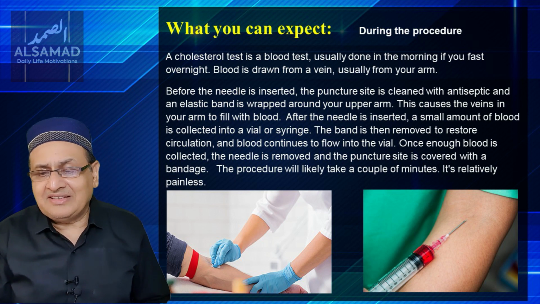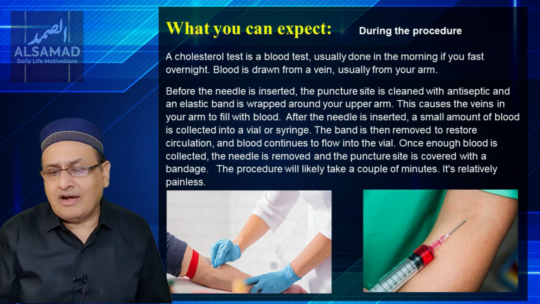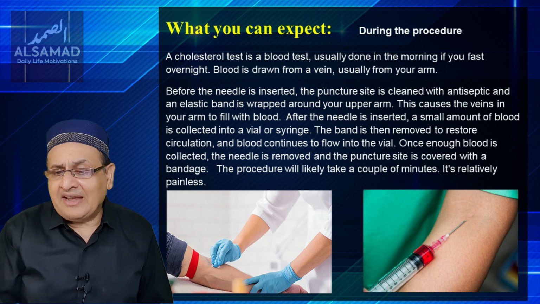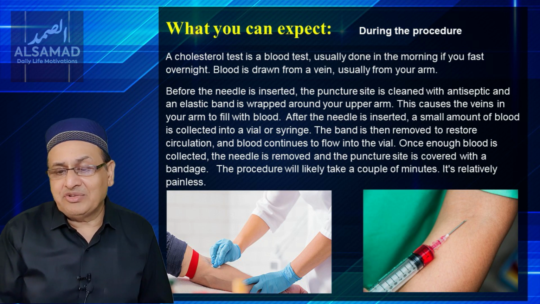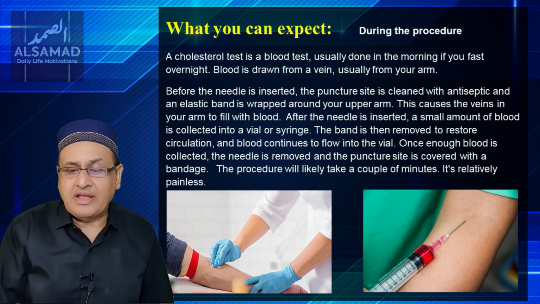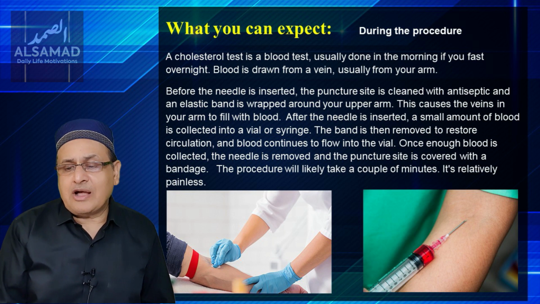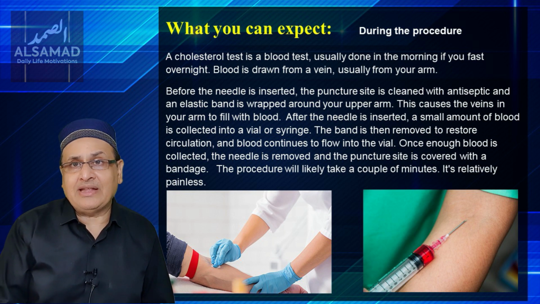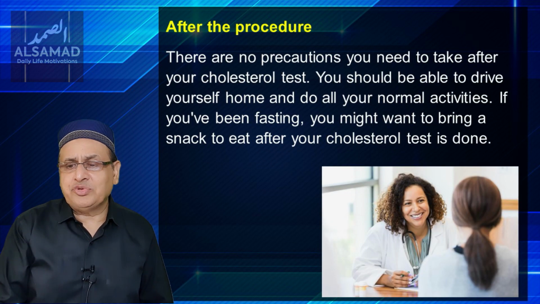After the needle is inserted, a small amount of blood is collected into a vial or syringe, and the band is then removed to restore circulation, and blood continues to flow into the vial. Once enough blood is collected, the needle is removed and the puncture site is covered with a bandage. The procedure takes a couple of minutes and is relatively painless.